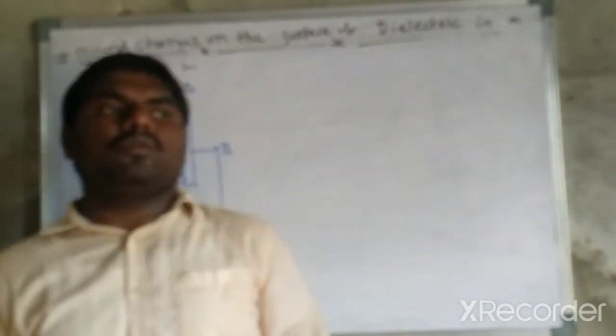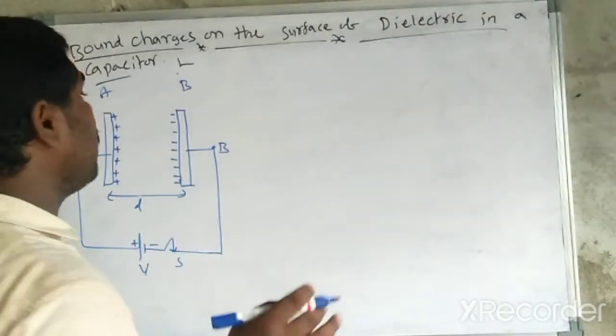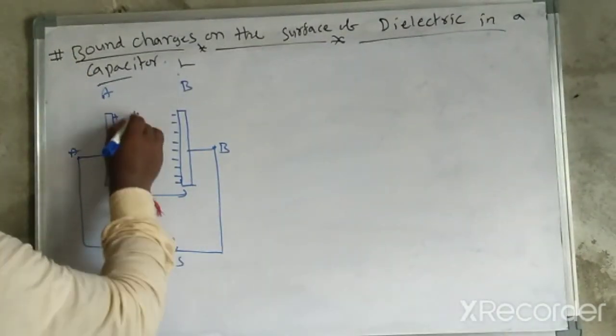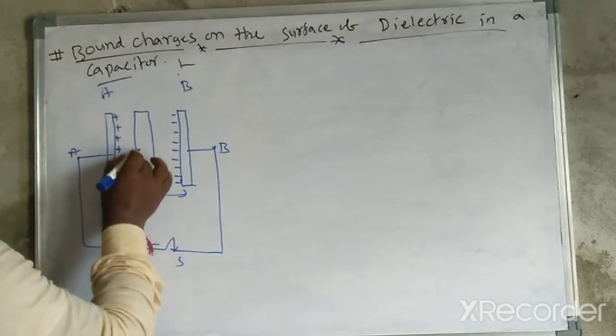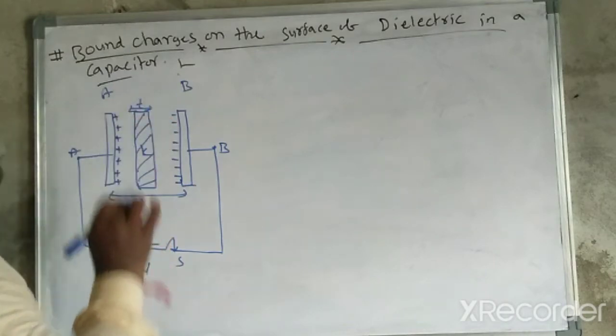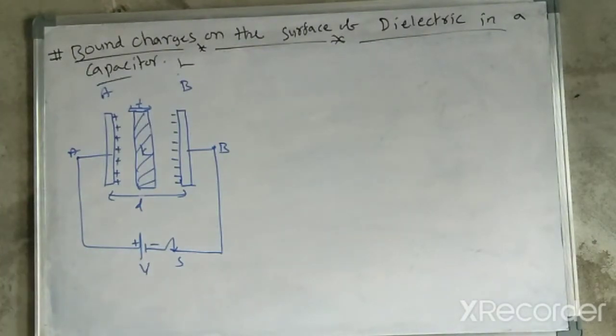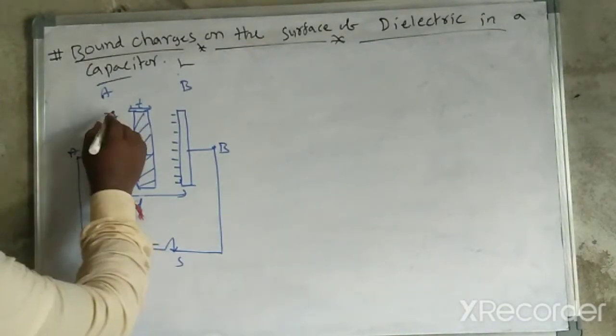When the battery's positive terminal is connected to A, positive charge accumulates on its surface like this, and when the negative terminal is connected, negative charge accumulates on the other plate. In between I am going to insert a dielectric slab. That dielectric slab has constant K. This is the dielectric, with dielectric constant K and thickness t.